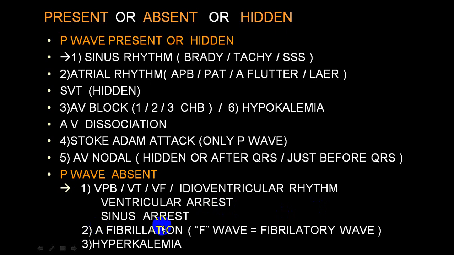In atrial fibrillation, P waves are absent, replaced by what we call F waves, or fibrillatory waves. And the RR interval is irregular because some impulses are transmitted, some are not. In hyperkalemia, P wave is present initially, the PR interval gets prolonged, the P wave disappears, and in severe hyperkalemia, you get the appearance of a sine wave and there is no P wave at all.